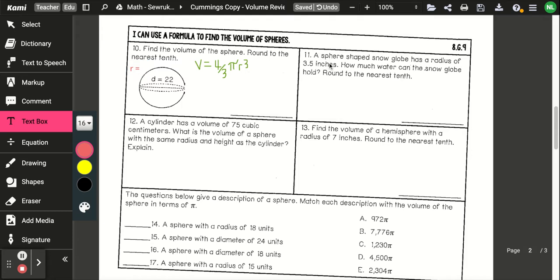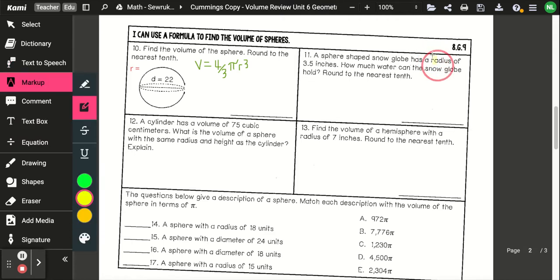So the second one, it says a sphere-shaped snow globe, so you know it's that circular sphere, that snow globe. It has a radius of 3.5 inches. Again, that's super important. It's giving you the radius, which is a great start. How much water can the snow globe hold? Round to the nearest tenth. Rewrite your formula the same as this one. Plug in what you know and round to the nearest tenth.